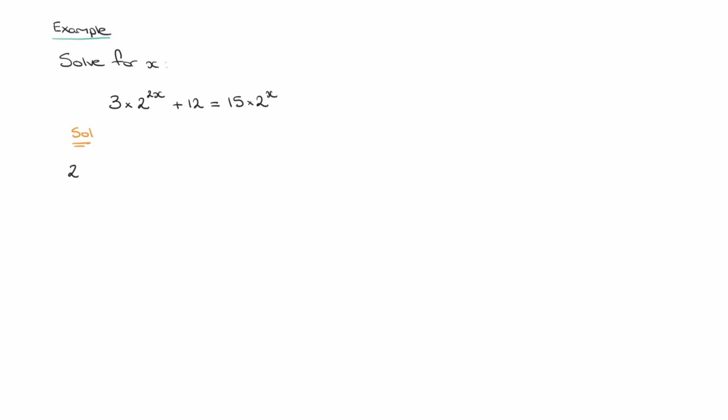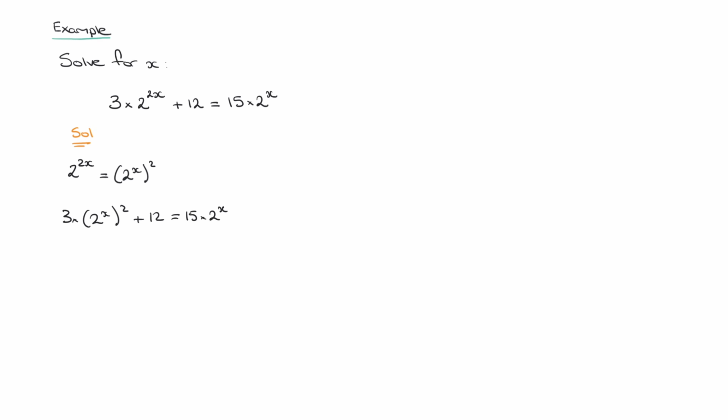It's important to realize that 2 to the power of 2x is equal to 2 to the power of x, squared. Indeed, we know from our laws of exponents that if we raise this 2 to the power of x to the power of 2, this 2 comes and multiplies the x we have here. Now, with this in mind, we can go ahead and rewrite the equation we have here as 3 times 2 to the power of x, squared, plus 12, which equals 15 times 2 to the power of x. Looking at the equation we now have, you may see that what we're dealing with here is a quadratic in 2 to the power of x.